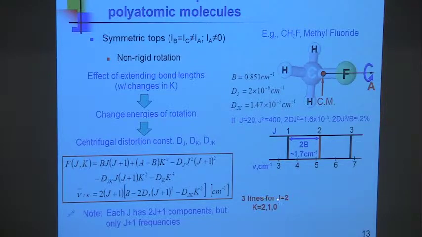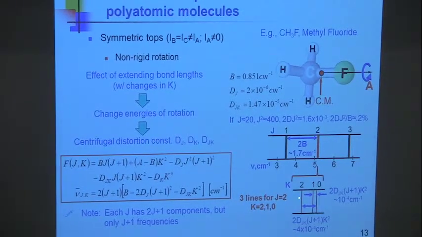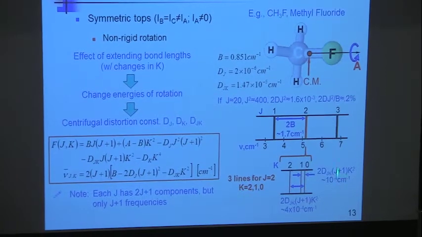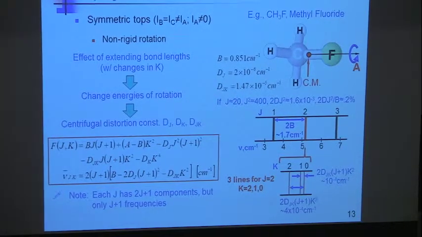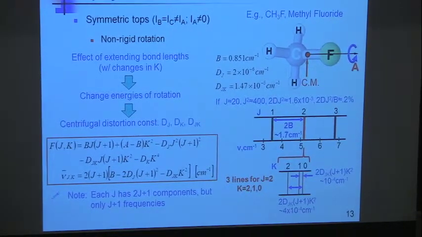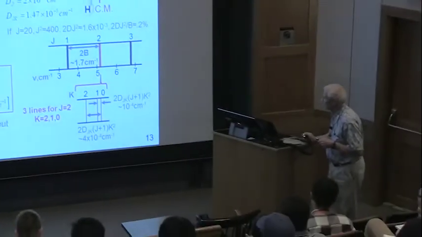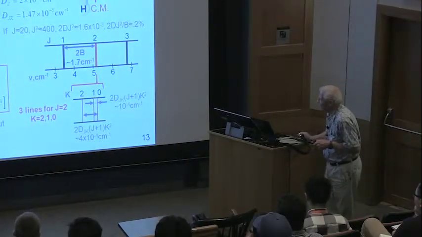But there are actually 3 lines for J of 2 for 3 values of K. So in fact, if you could expand this dramatically, you would find that there are 3 lines here instead of 1, although their spacing is of the order of 10 to the minus 4 wave numbers, which would be probably just about beyond our ability to measure. So it looks like 3 lines grouped together.